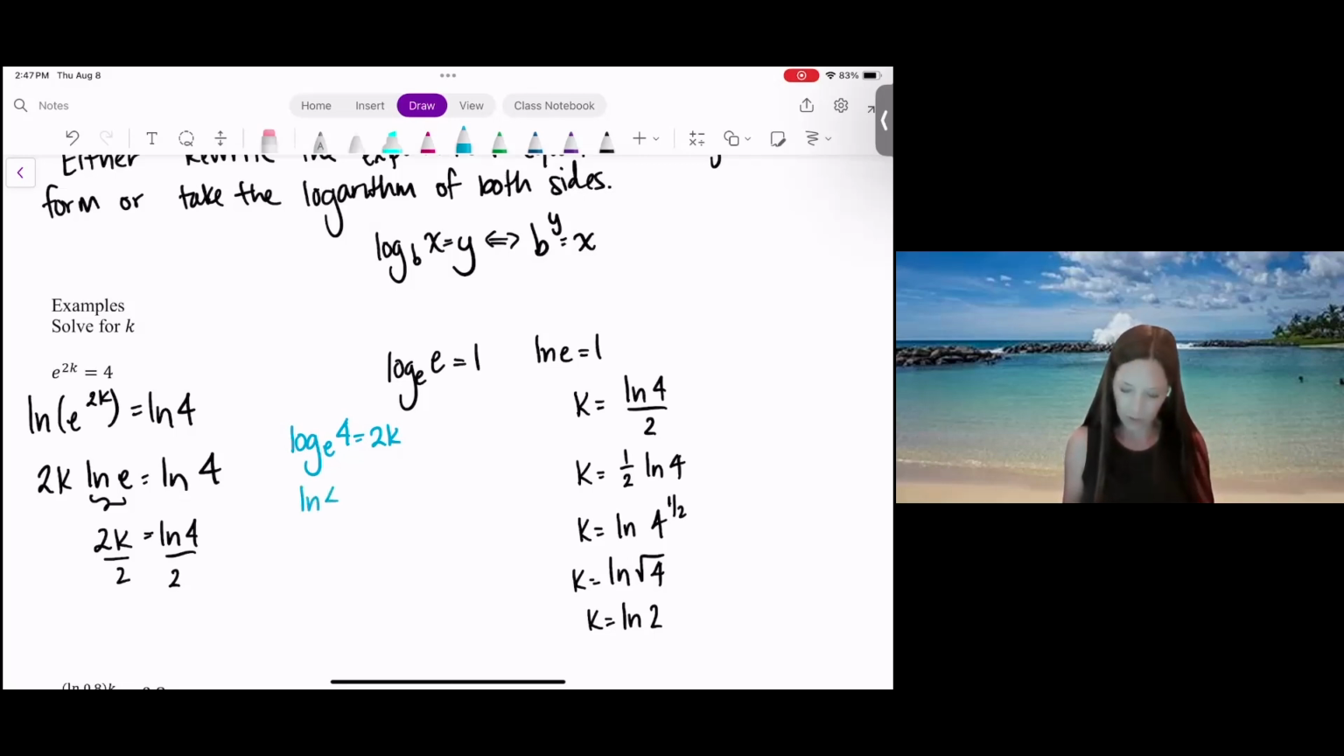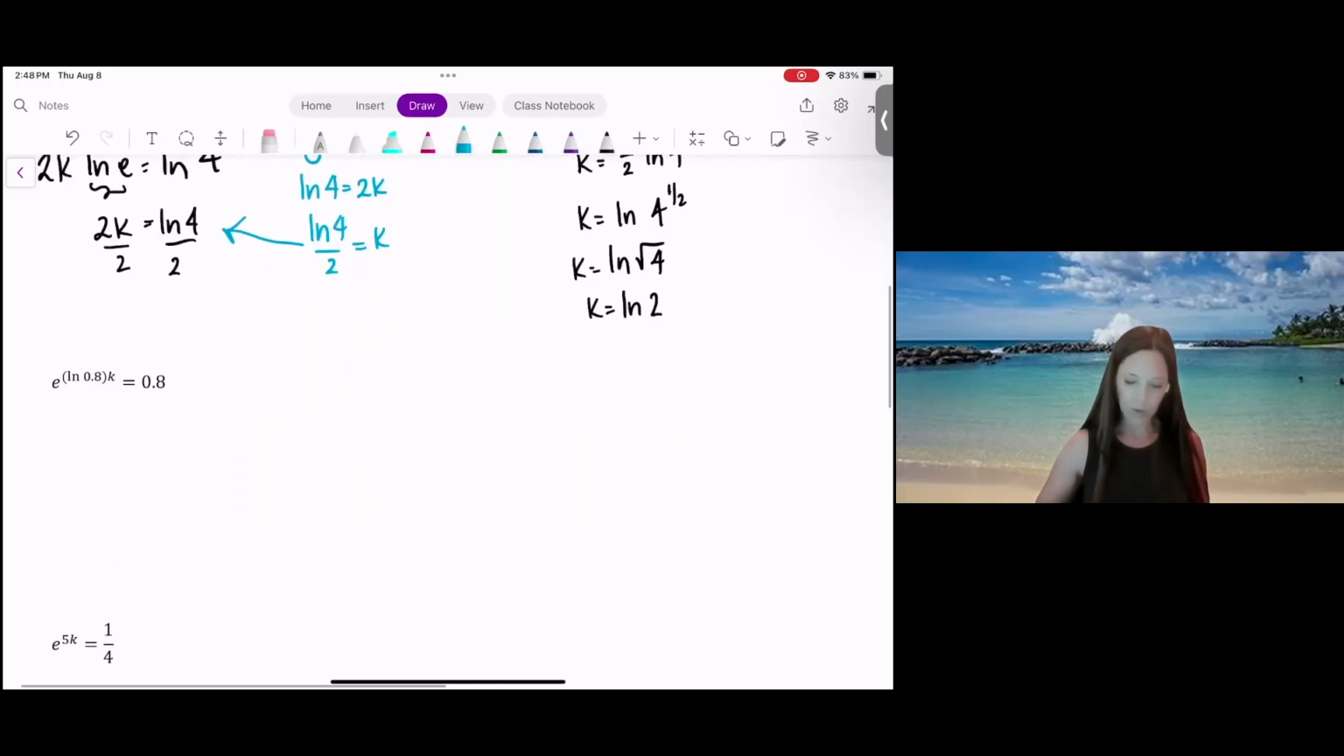That means I have natural log of 4 equals 2k, or natural log of 4 over 2 equals k, which is the same thing that I had here. Rewriting and taking the log of both sides are going to get you to the same place. It's just a matter of what you feel more comfortable with.